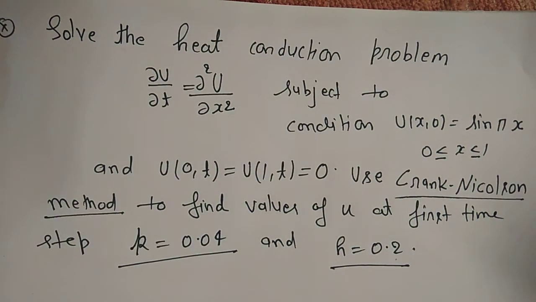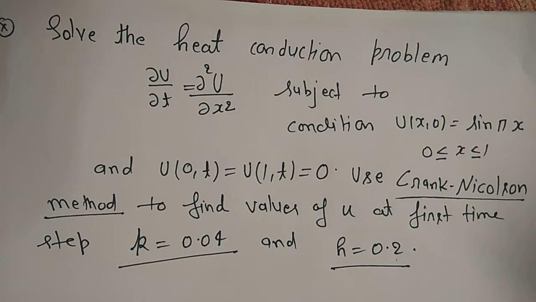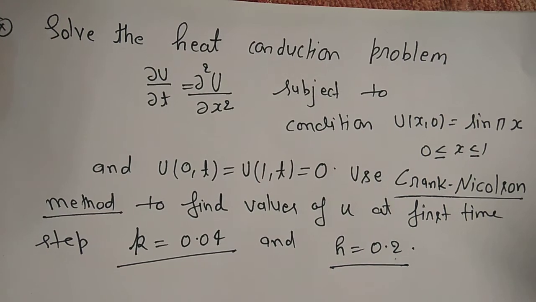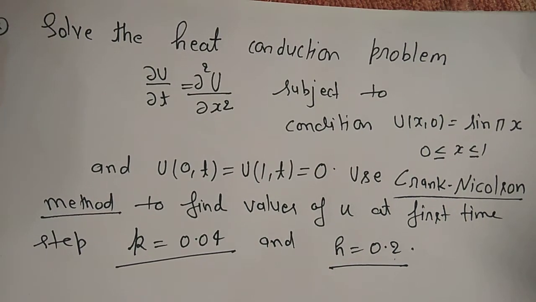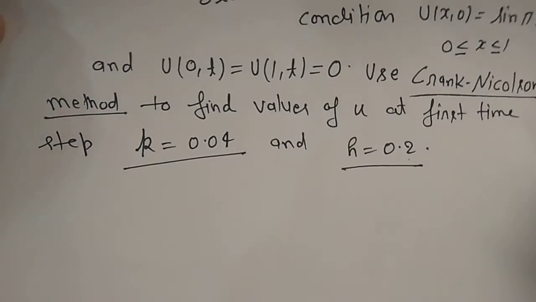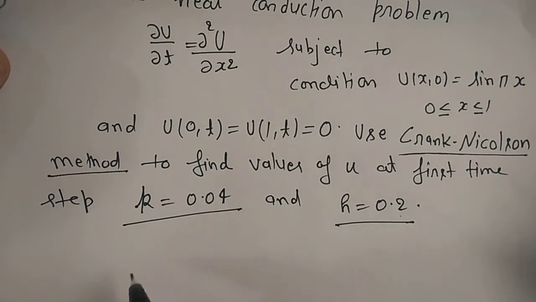So the Crank-Nicolson method, this is the finite difference approximation on the heat equation. So what we do, just first try to understand the domain. What domain is given here?